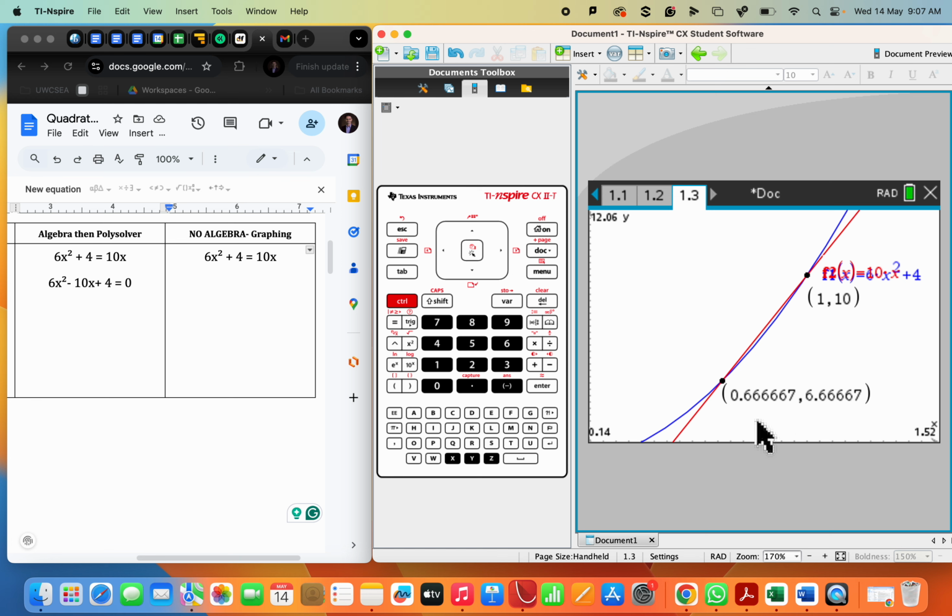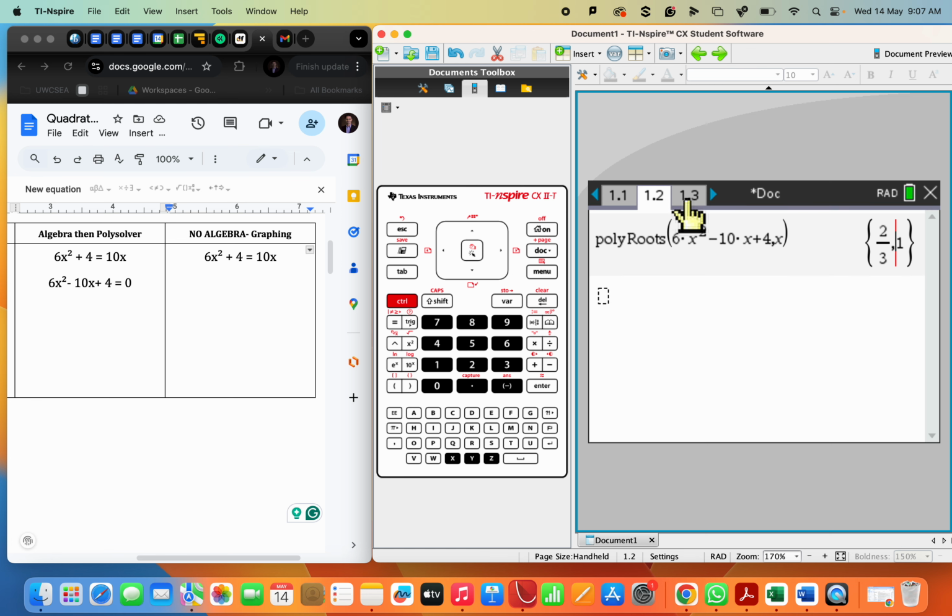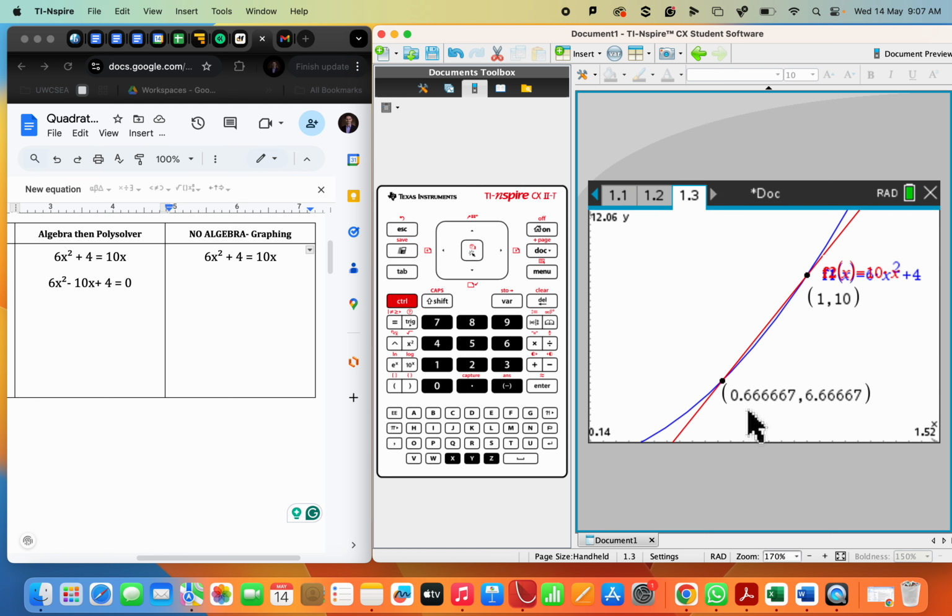Now notice this is given as a decimal, 0.666666 recurring, and that indeed is 2/3. It's okay if you write this as 0.667 to 3 sig fig. That would be good. So there's your 2 solutions.